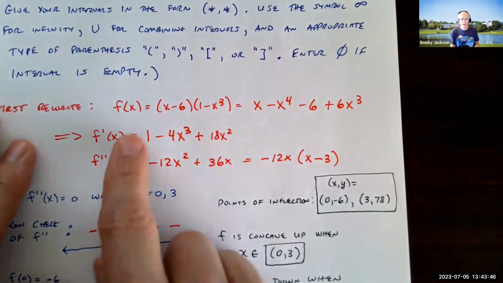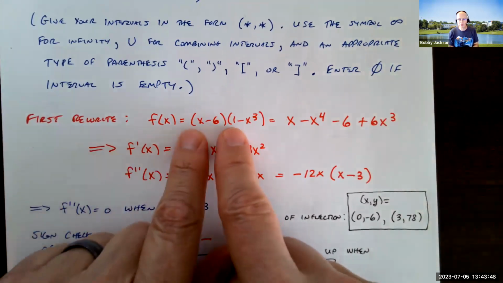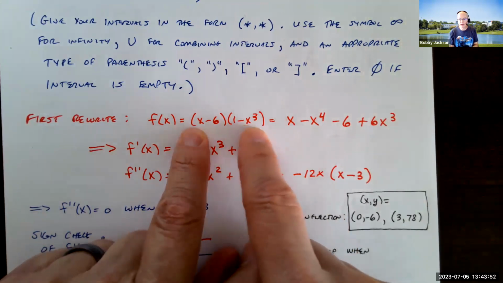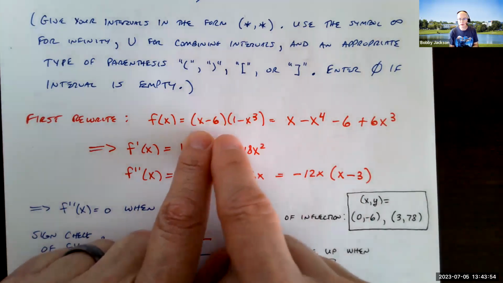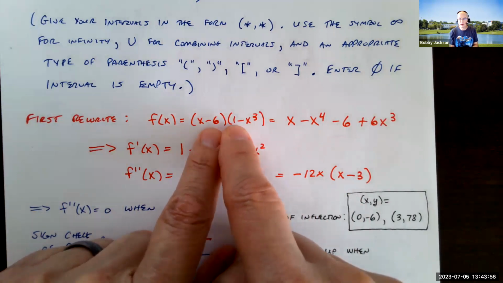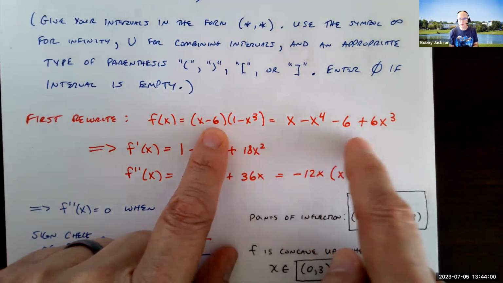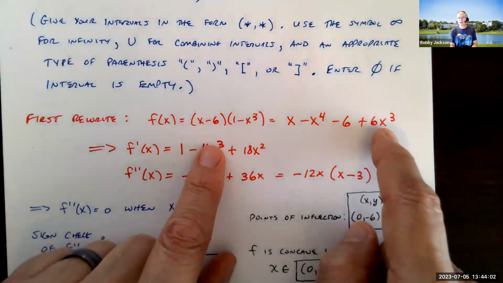So let's FOIL that thing out and rewrite it. First, X times 1 is X. Outer, X times negative X cubed is negative X to the fourth. The inner is negative 6 times positive 1. And the last is negative 6 times negative X cubed, or positive 6X cubed.